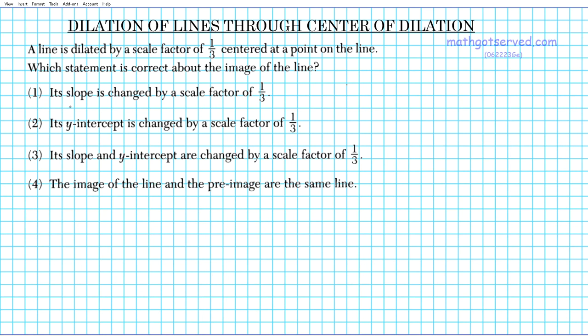Alright, so the first one says its slope is changed by a scale factor of 1/3. Second, the y-intercept is changed by a scale factor of 1/3. Third, its slope and y-intercept are changed by a scale factor of 1/3. And then the last option is that the image of the line and the pre-image are the same line.